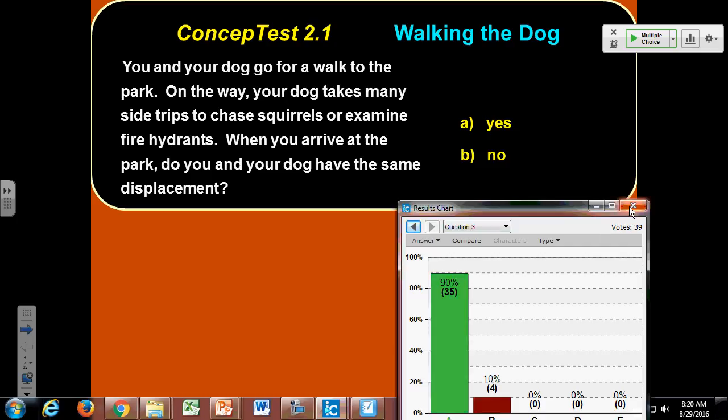Okay, awesome. A is right because you have the same initial and final positions. Even though your dog ran a much further distance as you went along, you have the same initial and final positions.